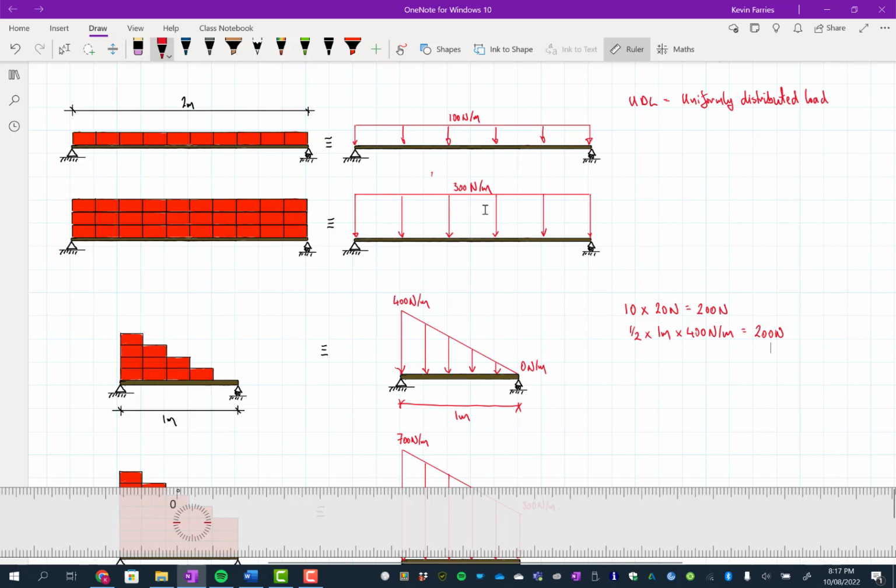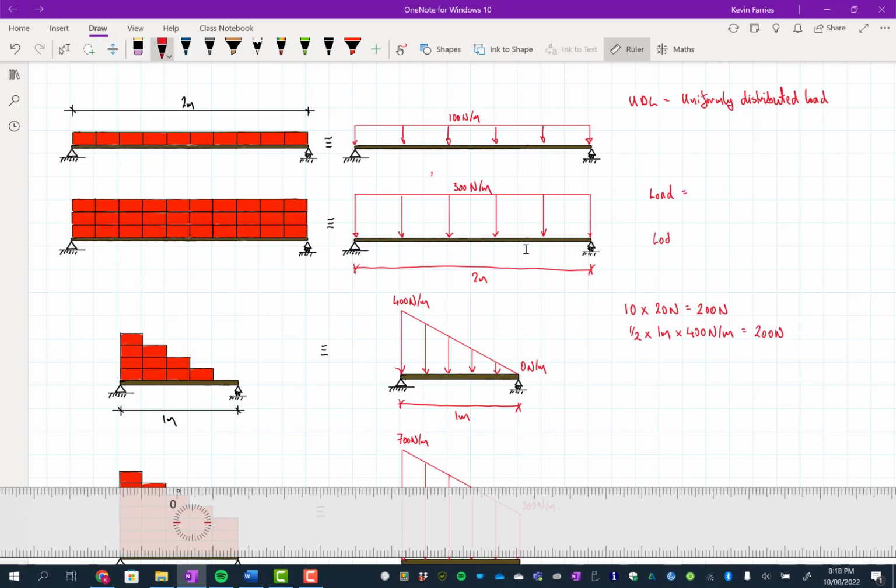Let's go back and check that again for these ones here. So we've got 300 newtons per metre, that's 2 metres long. First of all, let's calculate the area under that UDL. It's 300 newtons per metre, that's essentially the height. It's a rectangle, and this is 2 metres long. Let's call it total load, and we'll calculate it two different ways.